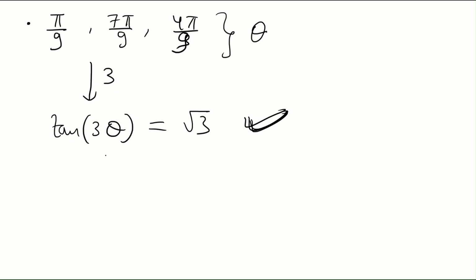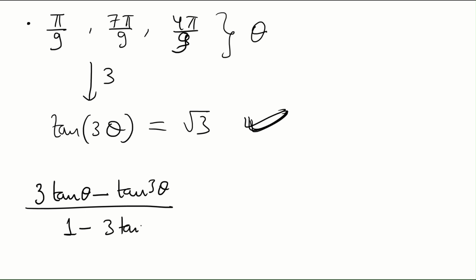We know the formula for tan 3 theta. We will use the identity tan of 3 theta equals thrice of tan theta minus tan cube theta over 1 minus 3 tan square theta. So we will get a cubic equation in terms of tan theta.